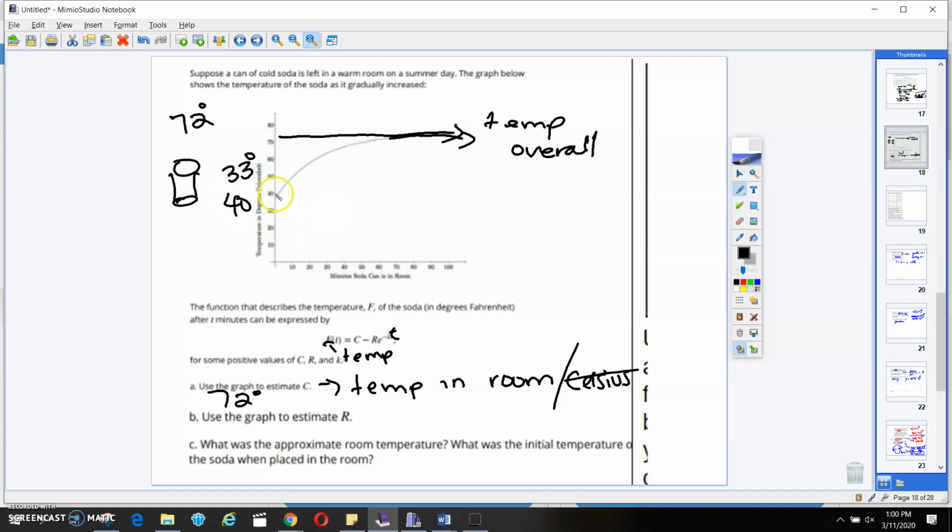So we're going from 40, which is right here. Do you see the y-intercept? So we've got 40, which is the y-intercept, and then it's gradually going up, right? So R, I think, is going to be 40, your initial value of the soda. Okay? What was the approximate room temperature? What was the initial temperature of the soda can when placed in the room? 40-ish. Okay?